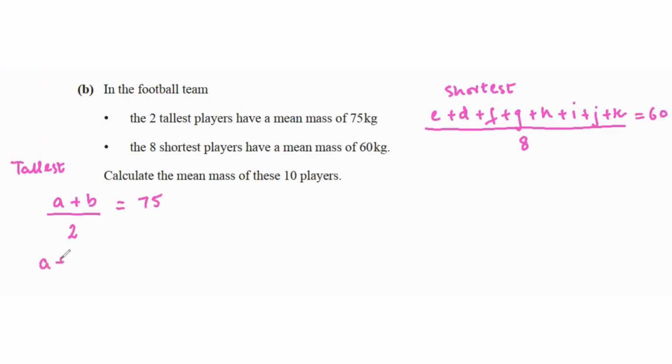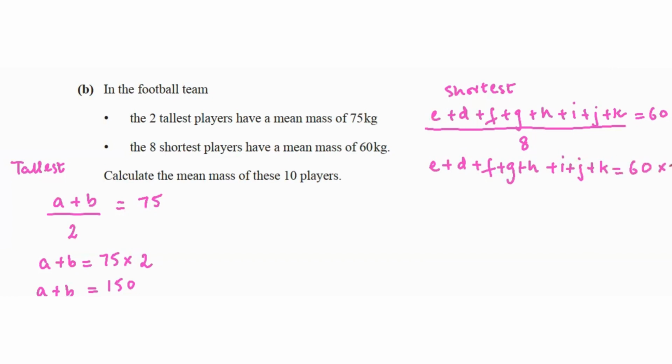So now we know A plus B will equal 75 times 2, which is basically going to be 150. So that is your sum of A and B. And to find the sum of the shortest players, we do E plus D plus F plus G plus H plus I plus J plus K equals 60 times 8, which is basically going to equal 480.